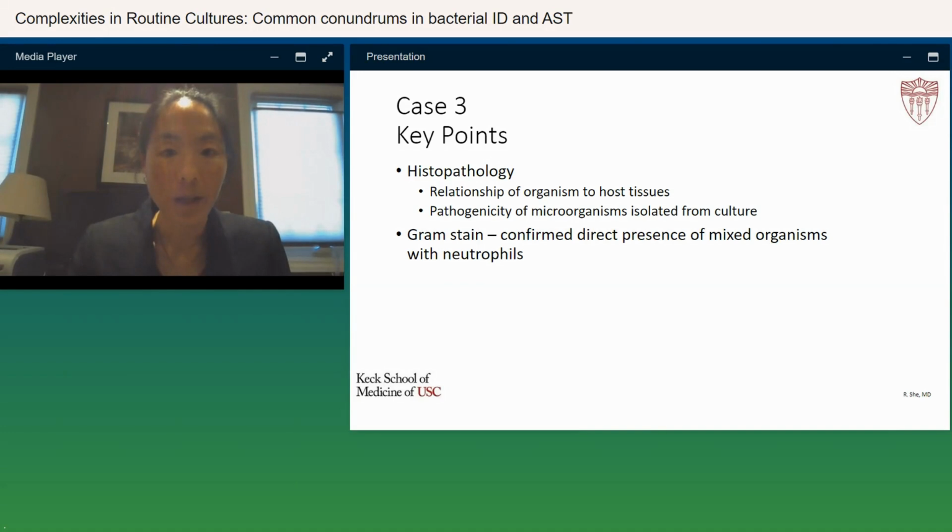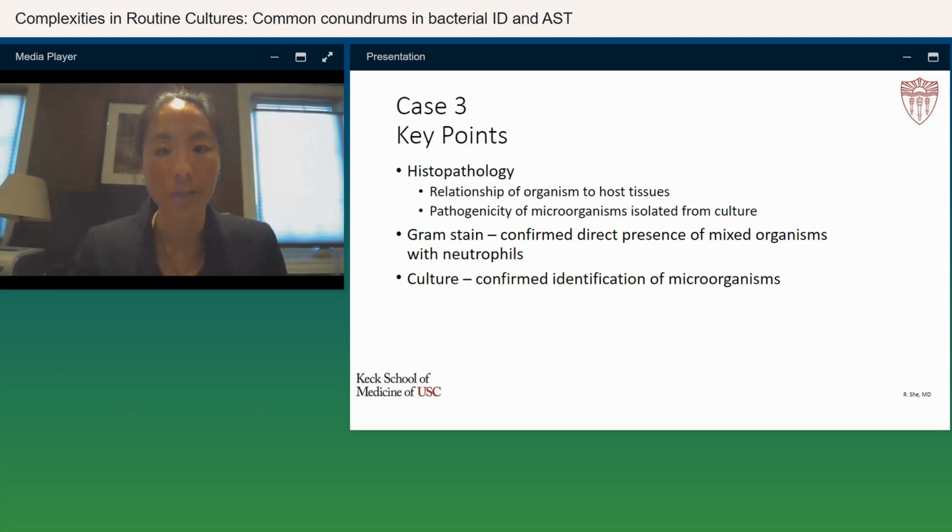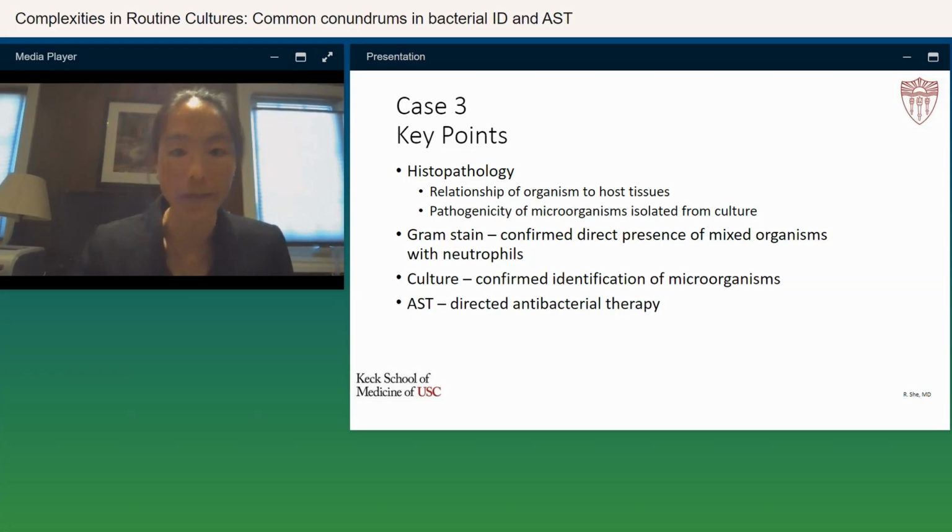Our gram stain from the culture, the direct gram stain, confirmed the presence of mixed organisms with neutrophils directly from the specimen. So that was very helpful. And then our cultures were able to confirm identification of those microorganisms definitively and give us susceptibility test results that help direct the antibacterial therapy in this case.